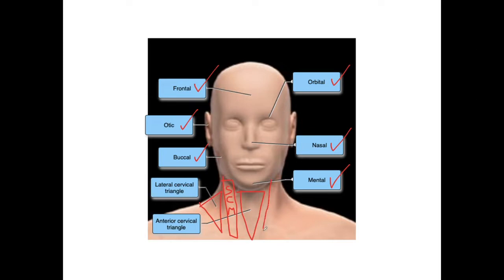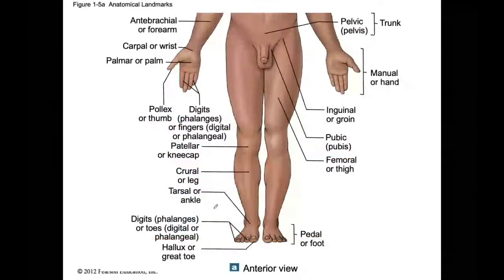sternocleidomastoid muscle, and we have another one here. So these muscles are the lateral border of it, sternocleidomastoid. So the anterior cervical triangle, well, this is in front of the cervical spine, and then here's the lateral. Remember, lateral means away from midline. Here's midline. So if you move away from it, you're moving laterally. If you're moving towards it, you're moving medially. So here's the anterior cervical triangle, and then here's the lateral cervical triangle.